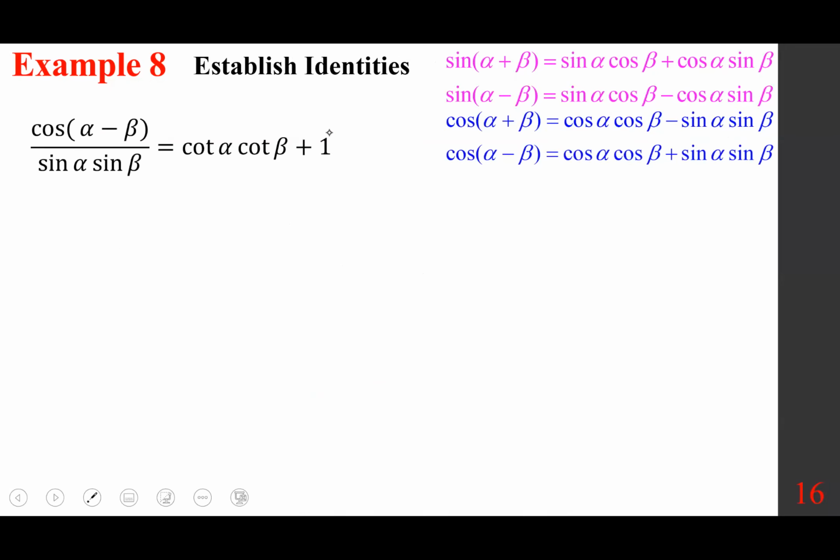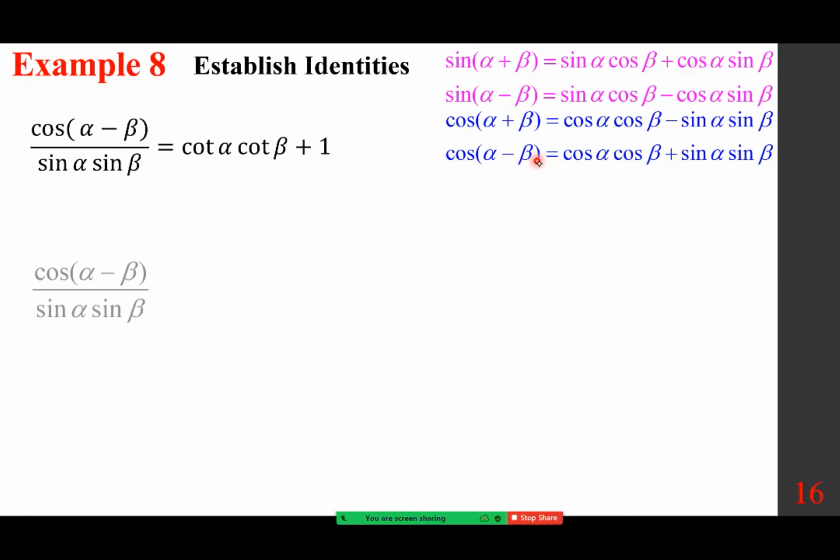We want to prove cosine of alpha minus beta over sine alpha sine beta is cotangent alpha cotangent beta plus 1. By the way, you can establish cotangent of alpha plus beta by writing it as 1 over tan of alpha plus beta. In any event, we look at the left-hand side, cosine of alpha minus beta over sine alpha sine beta, and for cosine of alpha minus beta, we use cosine alpha cosine beta plus sine alpha sine beta.